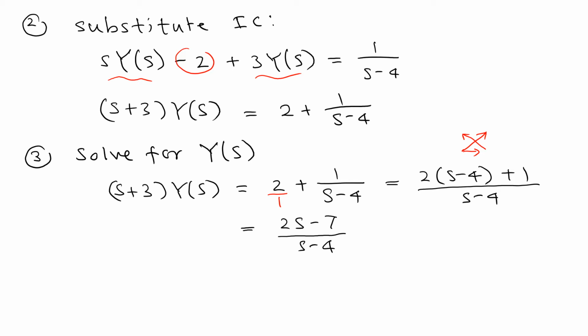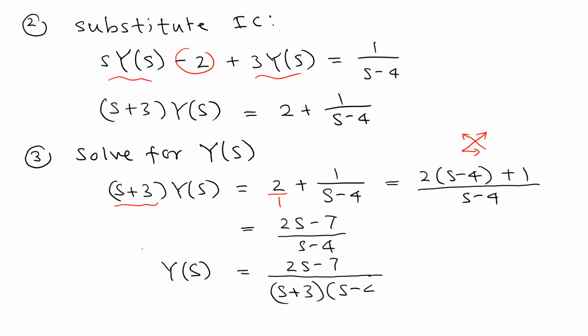Now what we do, we can divide both sides by s plus 3. After we divide by this factor, you can write Y(s) equal to 2s minus 7 over s plus 3, you divide by that factor on both sides, so you get s minus 4. That's what you get.